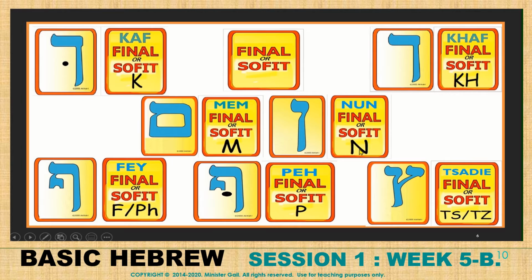N, Nun, N for seed or heir, the final or sofit letter for N, the seed or heir. M, final or sofit for Mem, water. M, this is the final or sofit for M. TS or TZ, sofit, tree of life, righteousness, branch of righteousness. Pey for the mouth, P, final or sofit, P with a dot. PH or F, fey, or PHEY or PHAY, it's going to be an F or PH, no dot, for the mouth.